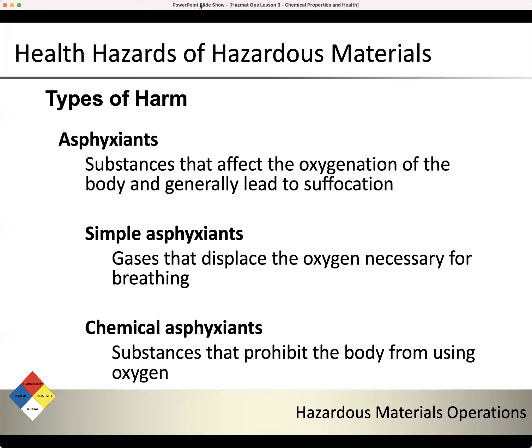There's two types of asphyxiants. There's simple asphyxiants. These are gases that displace the oxygen necessary for breathing. So these are gases that displace oxygen in the area that you're in. So if you're in a room and a gas is leaking and it pushes the oxygen out, that is a simple asphyxiant. Chemical asphyxiants, these are substances that prohibit the body from using oxygen. So they get into your body and prevent the oxygen that your blood's transporting around your body from going where it needs to go. Those are chemical asphyxiants.